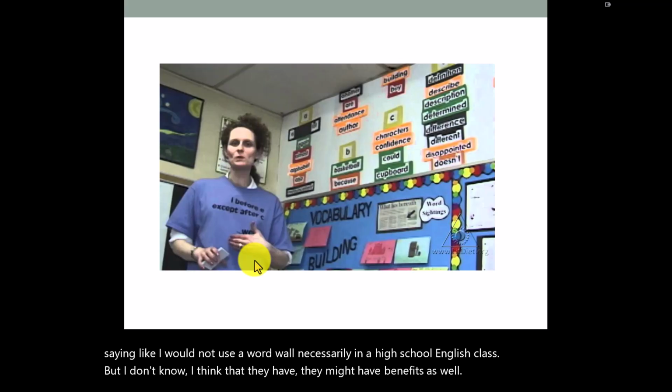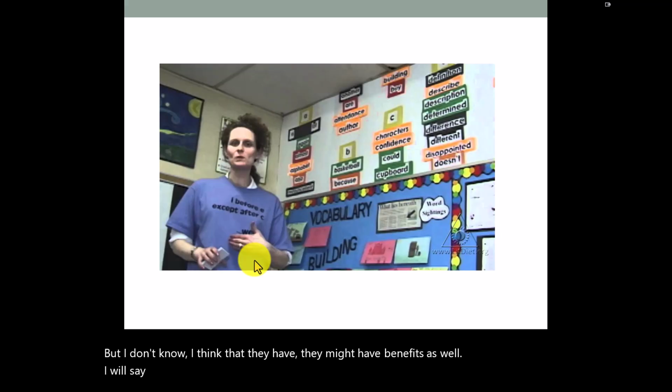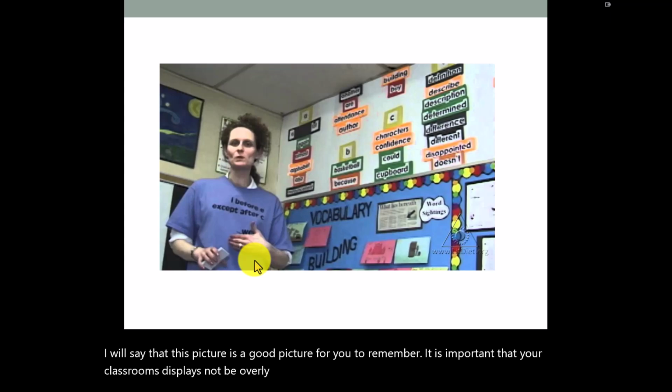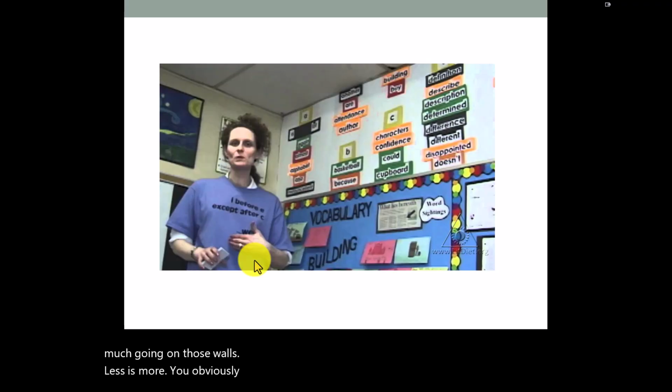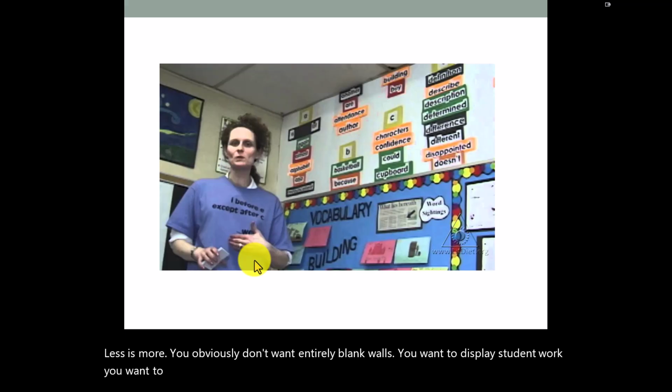I will say that this picture is a good picture for you to remember. It is important that your classroom displays not be overly busy and not be overly cluttered. This one is. There's too much going on on those walls. Less is more. You obviously don't want entirely blank walls. You want to display student work. You want to have instructional materials posted, definitely.